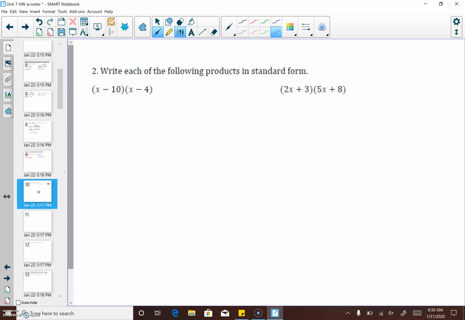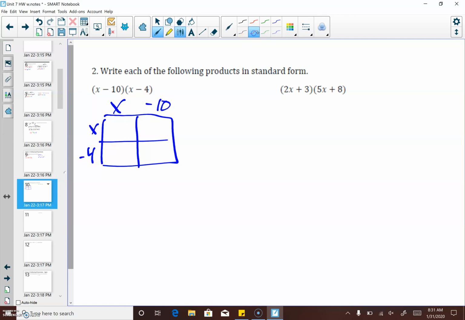Now when we multiply our binomials, we want to use our boxes. So 1 on the top, so x and negative 10, and then 1 on the left, x and negative 4. So now we're going to multiply. x times x gives us x squared. X times negative 10 is negative 10x. X times negative 4 is negative 4x, and then negative 4 times negative 10 is 40.